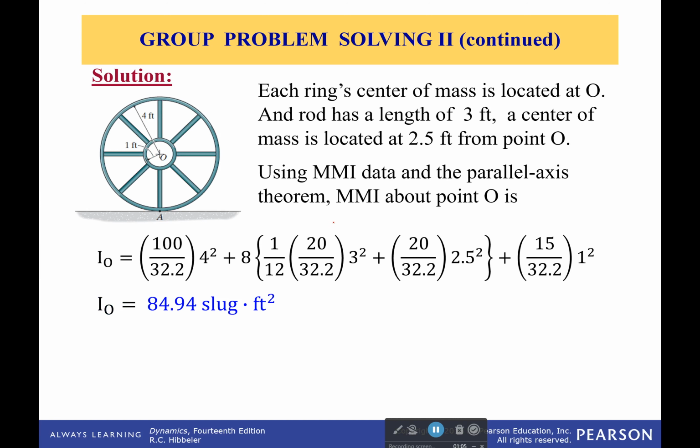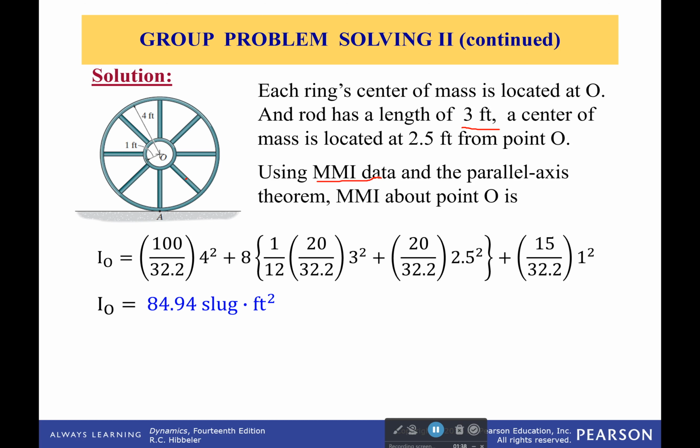So first off, each ring's center mass is located at the origin. And the rods each have a length of 3 feet. And the center mass is located at 2.5 feet from point O. And in this case, we don't really care what direction they are. They're all going through the origin. So in that regard, it's all the same. So using the mass moment of inertia data and the parallel axis theorem, remember this is coming from the back cover of your textbook, we can solve for our moment of inertia around the origin.